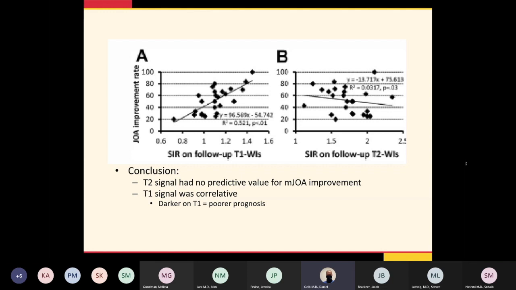I'm asking, does anybody know of any natural history MRI follow-up studies that look into how signal change develops over time?